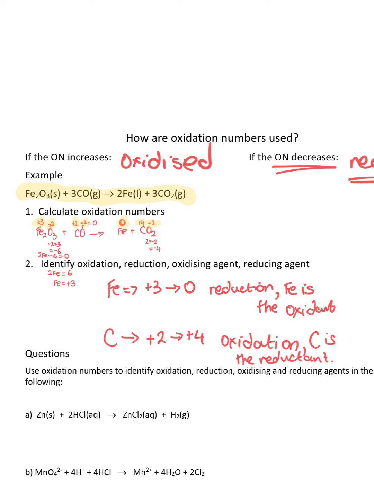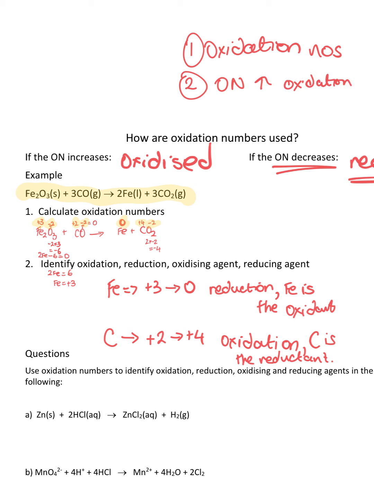So hopefully that helps get the main points. So the first thing you need to know how to do today is to work out oxidation numbers, following the rules that are on that first page we worked on. And then realize that if the oxidation number increases, it's oxidation, aka that substance is the reductant, and if the oxidation number reduces, it underwent reduction.